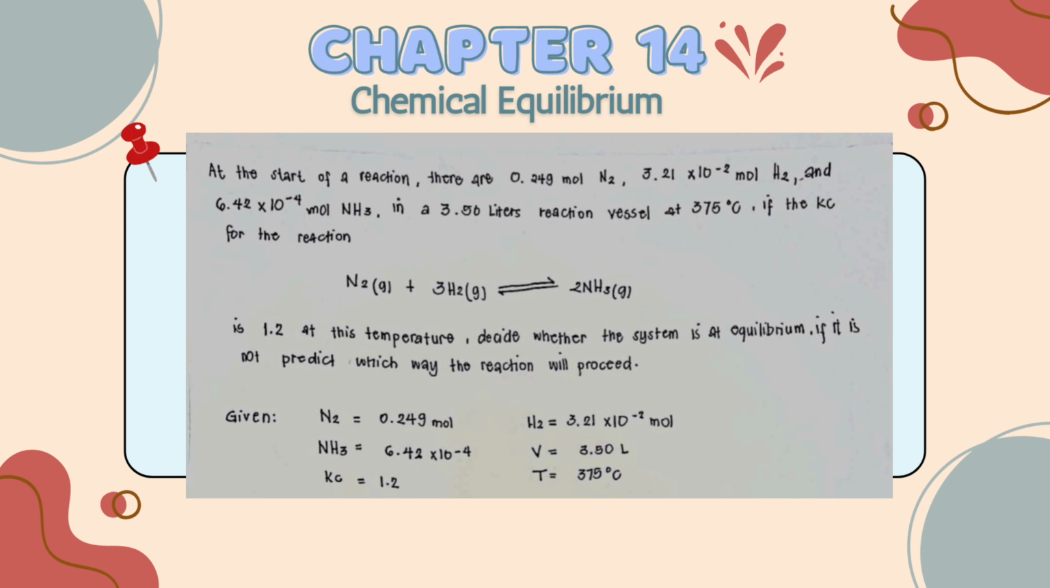So if the Kc for the reverse reaction, 1 mole of nitrogen gas plus 3 moles of hydrogen gas can produce 2 moles of ammonia gas, is 1.2 at this temperature, decide whether the system is at equilibrium. If it is not, predict which way the reaction will proceed.